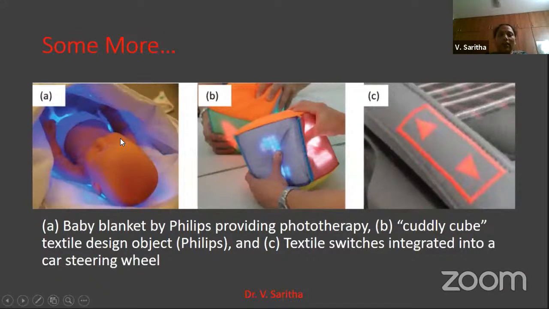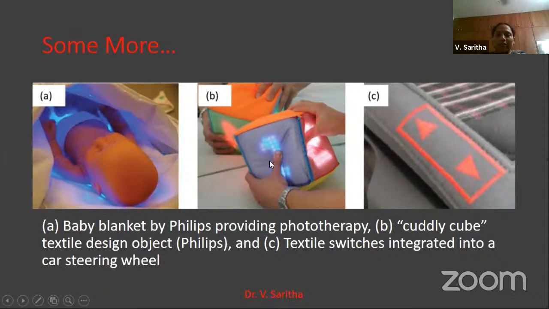And some more, for example, a baby blanket, such that if the baby is crying or feeling uncomfortable, normally if the baby is crying, people will come to know. But if the baby is feeling some discomfort, some people will not be able to identify that. So definitely in such cases, this kind of smart blanket will be very helpful for us.